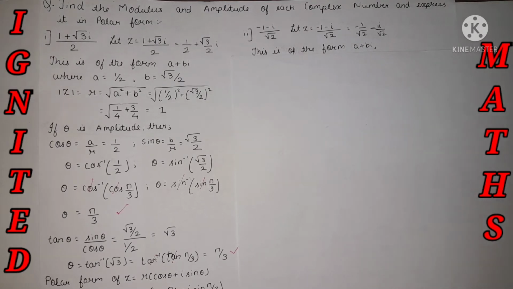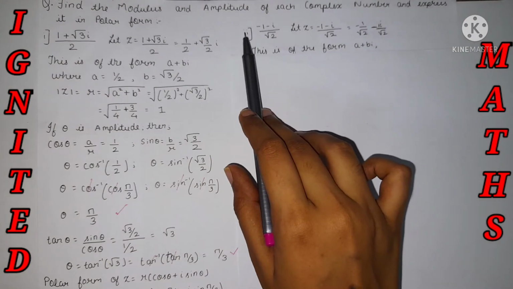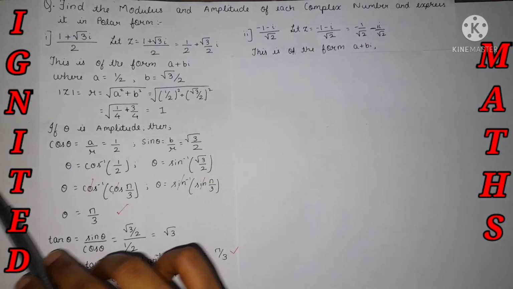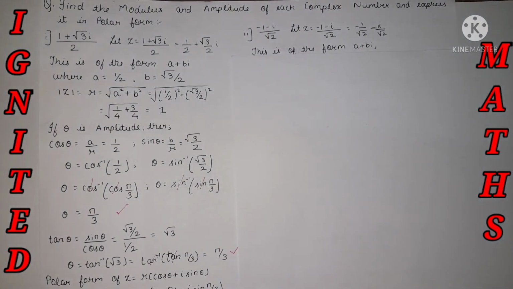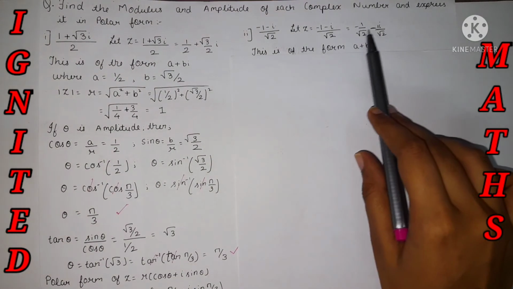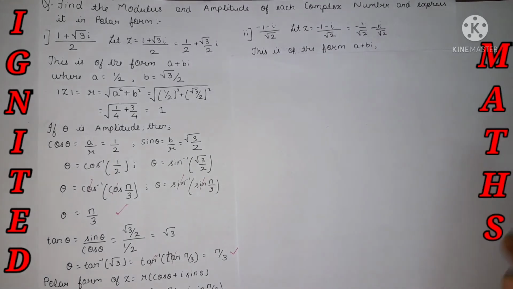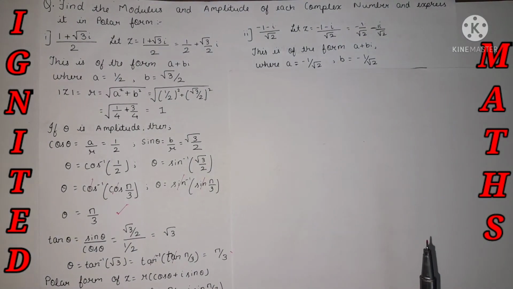Later, the example is over here. Second sum: minus 1 minus i divided by root 2. So let's express it in the form of a plus bi. My a value is equal to minus 1 by root 2 and my b value is also equal to minus 1 by root 2.